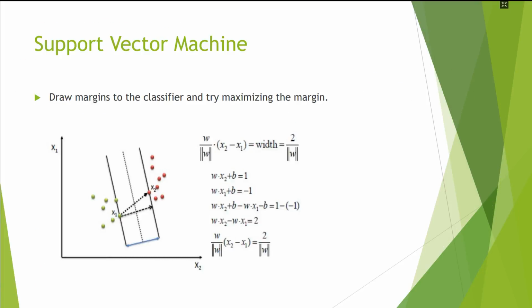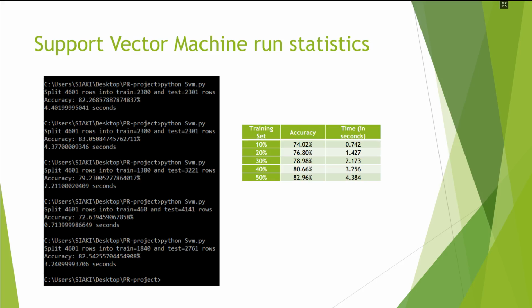For the support vector machine, we always draw a line and then try to maximize the margins. The larger the margin, the better and more optimal the support vector machine is. We used a Python implementation and got a good result for a 50% training set: accuracy was 83%, but the execution time was high, like 5 seconds. But still, it is an acceptable one.